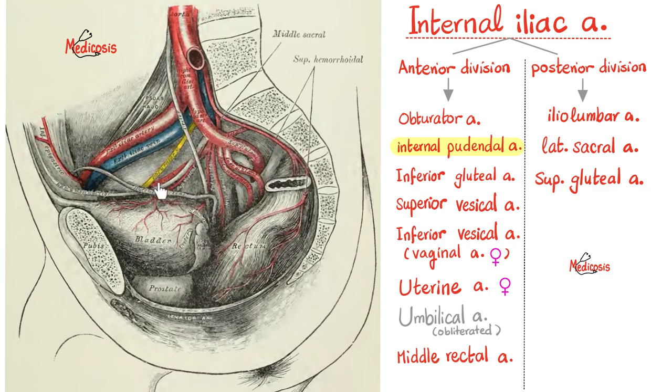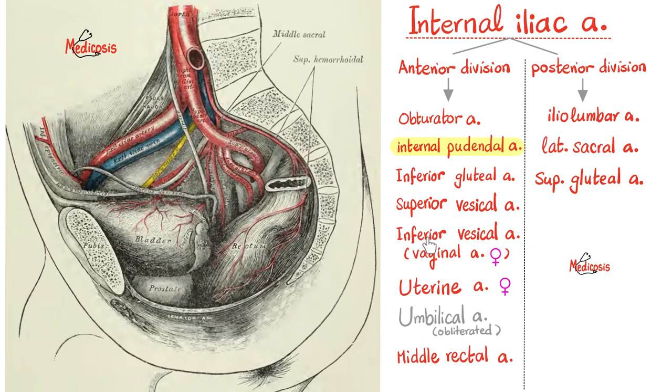Obturator artery is here. It's going to enter the obturator canal. Internal pudendal artery is here. It's going to enter the pudendal canal. Superior gluteal artery from the posterior division and inferior gluteal artery from the anterior division. Then we have superior vesicle and inferior vesicle. And because this is a male, we'll just call it inferior vesicle.